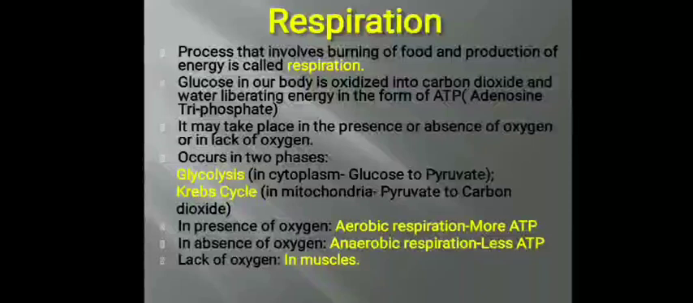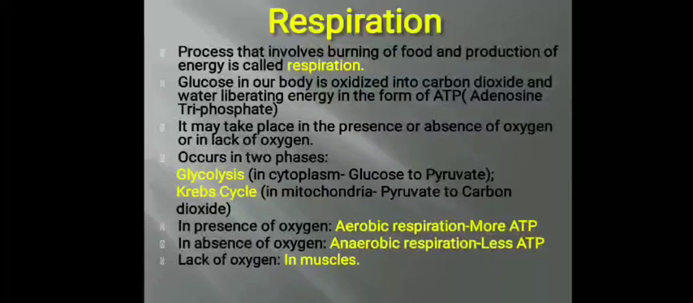This respiration occurs in two phases. First is glycolysis, in which glucose is broken down into pyruvate. You must know that glucose is a 6-carbon molecule. It contains C6H12O6, where it contains 6 carbon, and pyruvate is a 3-carbon molecule.